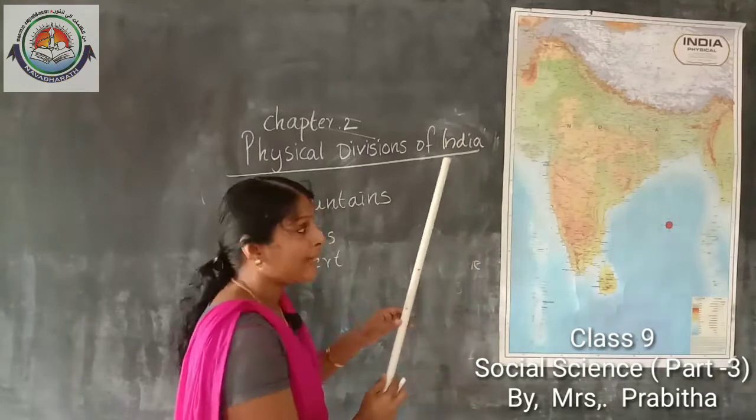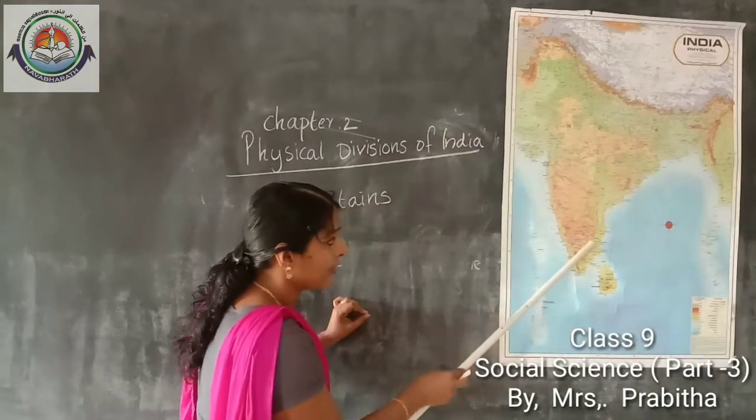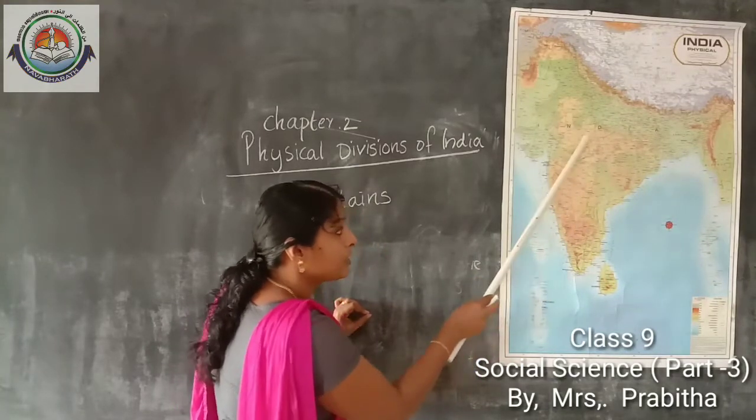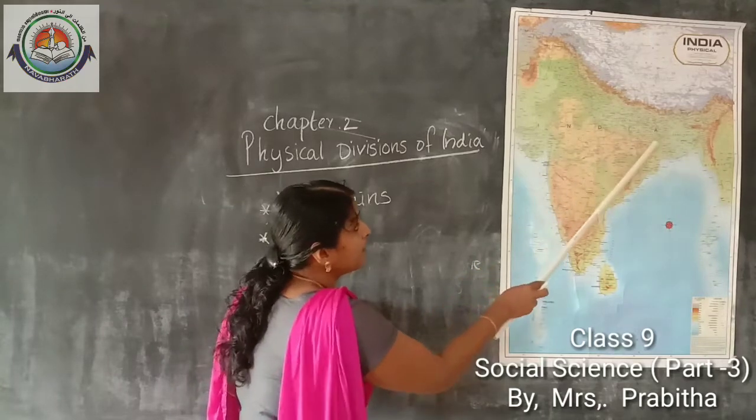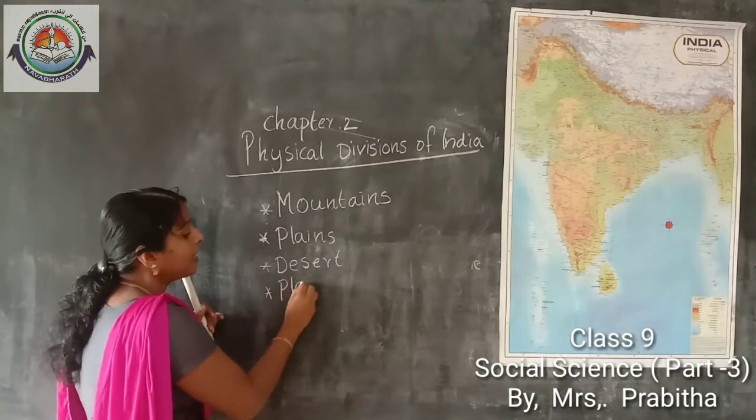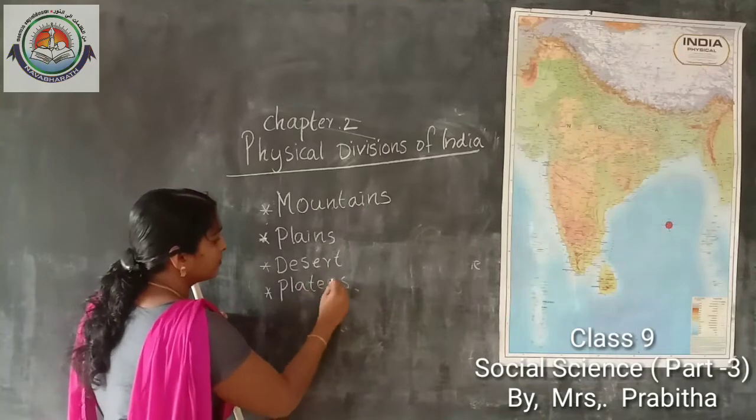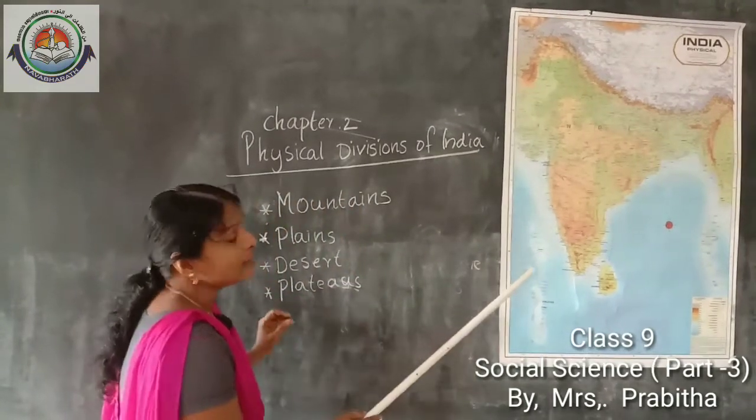Next is plateau. Here you can see a triangle shaped area in brown color. It covers most of the states in India. So this triangle shaped area is plateaus. Okay, plateaus are the triangle shaped areas.